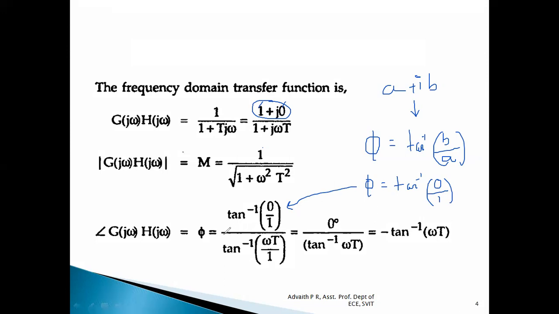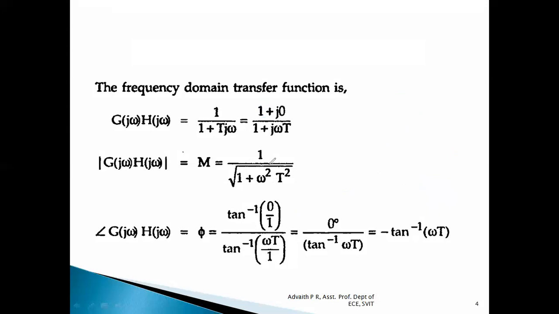Let us come to the denominator part. In the denominator part, if we observe, the equation which we have is 1 plus j omega t. That means a value is 1 and b value is omega t. So when we use the formula, phi is equal to tan inverse of b divided by a. In place of b, we substitute omega t. In place of a, we substitute 1. So tan inverse of omega t divided by 1, which is nothing but tan inverse of omega t.